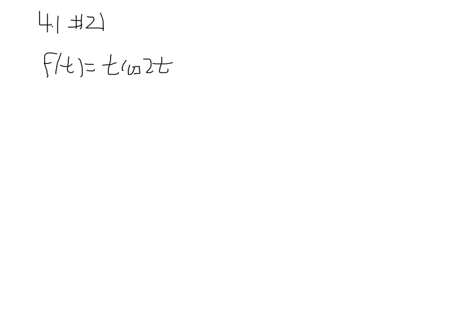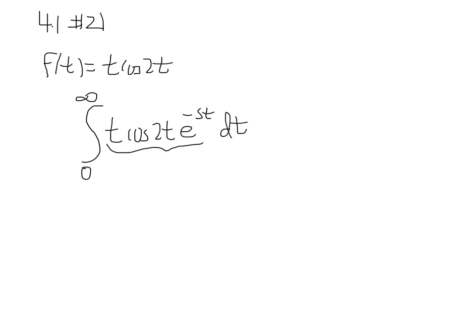Alright, this one's a particularly gruesome one to do by hand. In order to find the Laplace transform, you would have to take the integral from 0 to infinity of f of t, which is t cosine 2t e to the minus st dt. And the issue you run into is you have three things being multiplied together there. No easy way, no straightforward way to integrate that.